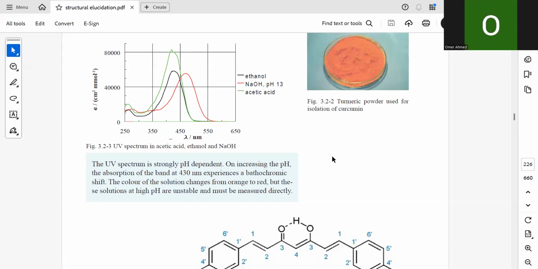They mentioned that it experiences a bathochromic shift. The bathochromic shift, also known as red shift, refers to the movement of the absorption maximum, lambda maximum, of a molecule to a larger wavelength.